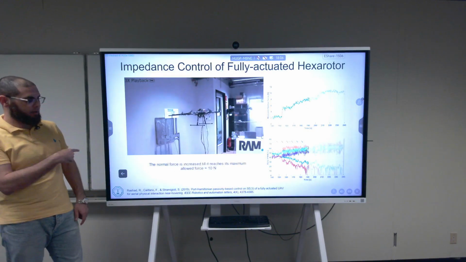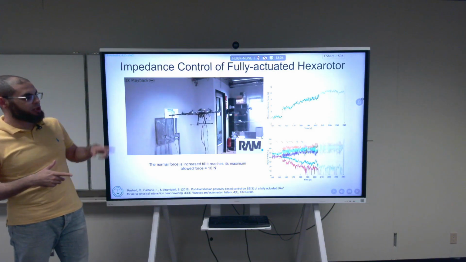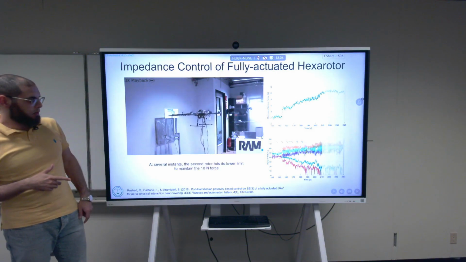So it's applying the force. We keep on increasing this normal force until it reaches 10 newtons.